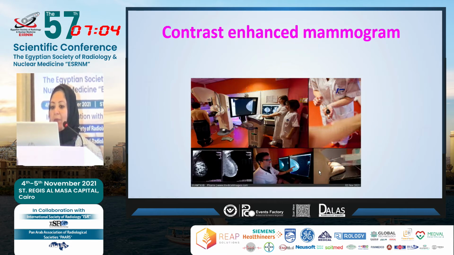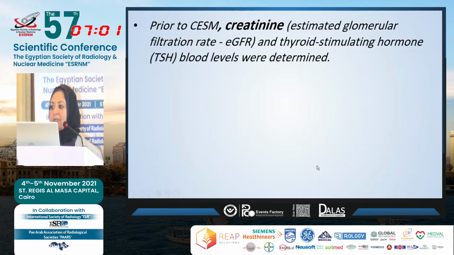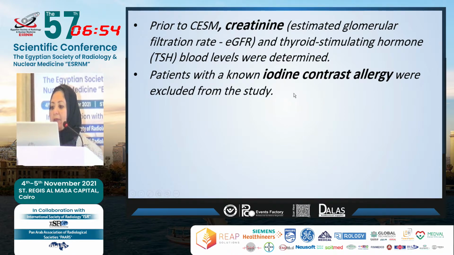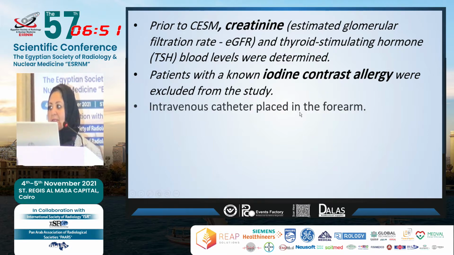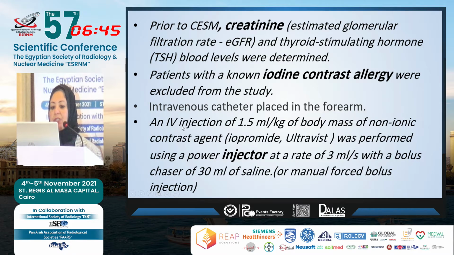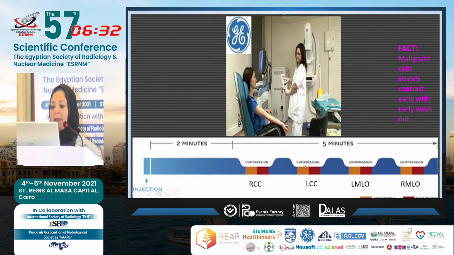The contrast-enhanced mammogram. Before any contrast injection, we should check the creatinine level. Any patient with a known iodine contrast allergy should be excluded from this study. We then place an intravenous catheter in the forearm, and 1.5 milliliters per kilogram body weight of any non-ionic contrast agent is injected using a power injector or manual forced bolus. The whole idea of this technique depends on the fact that malignant cells absorb contrast very early with early washout. So we start the injection, then wait 2 minutes.